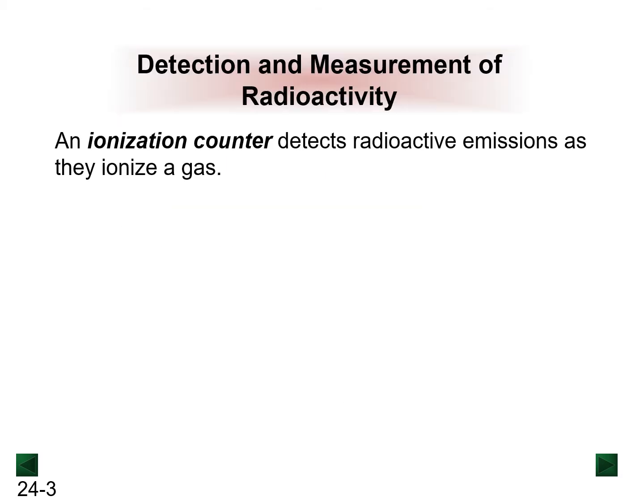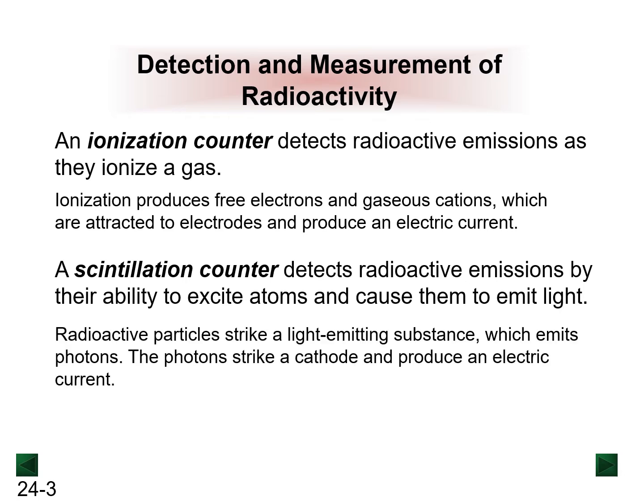Okay, radioactivity can be detected and measured by using an ionization counter and a scintillation counter. The ionization counter is based on ionization, which produces free electrons and gaseous cations; the cations are attracted to the electrons and produce an electric current. While the scintillation counter is not based on ionization but on light emission, where radioactive particles strike a light-emitting substance and emit photons, and the photons strike a cathode and produce an electric current.